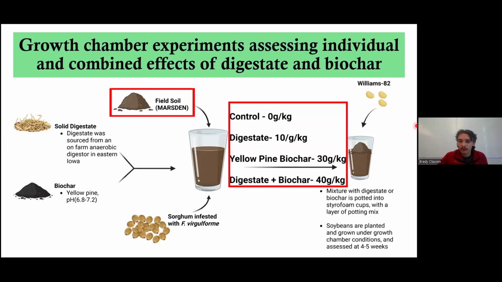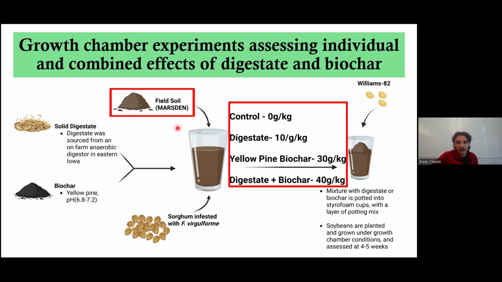So just switching gears, this was going to be kind of our last set of experiments that I'll be going through. We really started to get interested in what happens when we put biochar and digestate together. Is there a synergy between the two? Do they act better together than alone? And so, in the same fashion as all the experiments I've shown up to this point, we did just that. So on the left, we have our digestate. The biochar we chose was the yellow pine because it tended to show no effect in terms of disease severity.